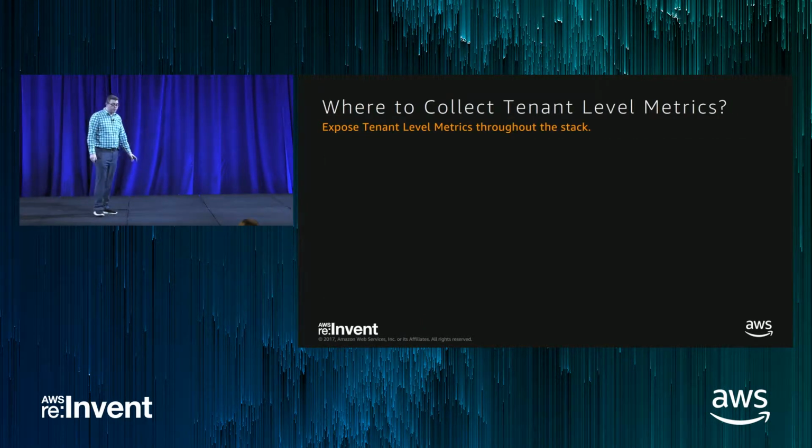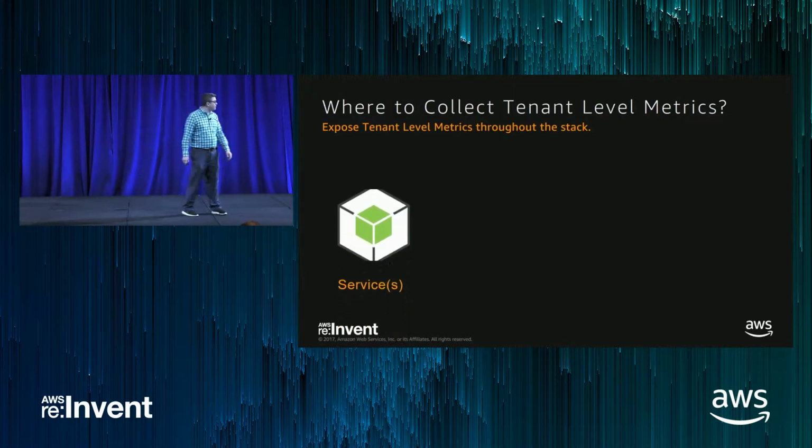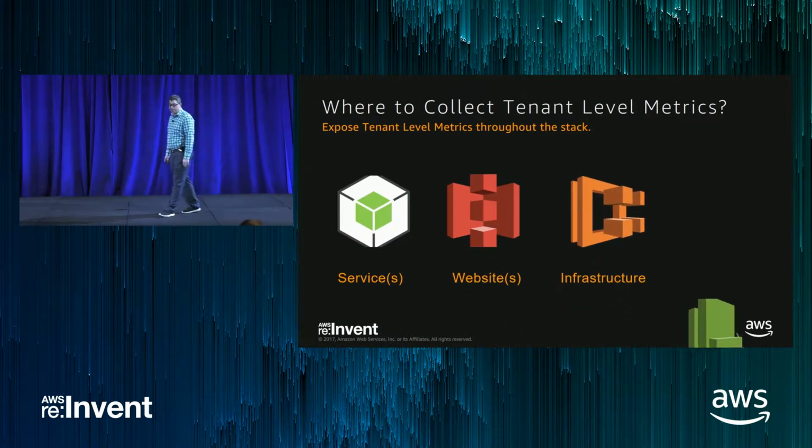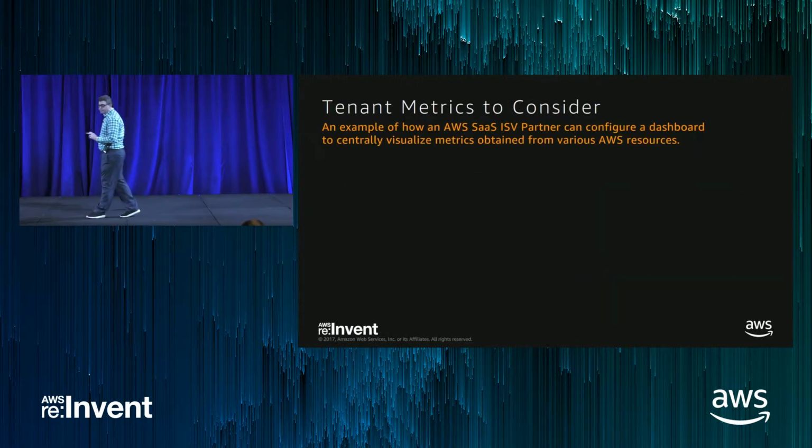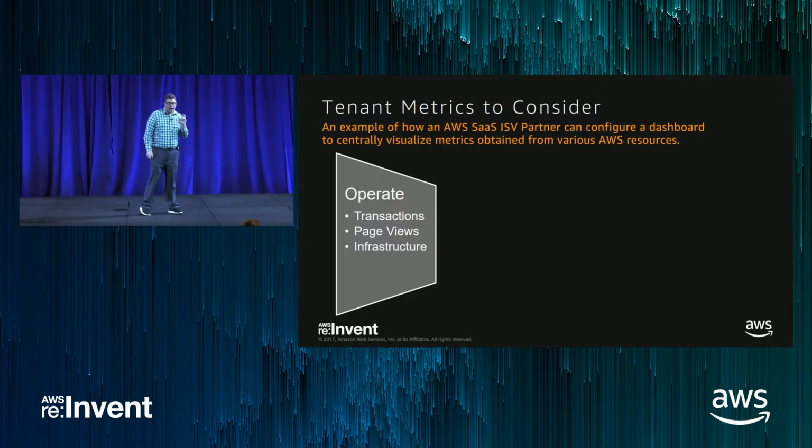And I can see how I am improving in real time. So it's funny, because when you look at where to collect tenant-level metrics, oftentimes you'll find that they're in very similar places that you would expect, right? But the difference would be what tenant metrics you would consider, right? So I would recommend that you take a look at the historical view of capturing metrics, right? So historically, we had operational metrics, right? Oh, basic transactions, page views, infrastructure.